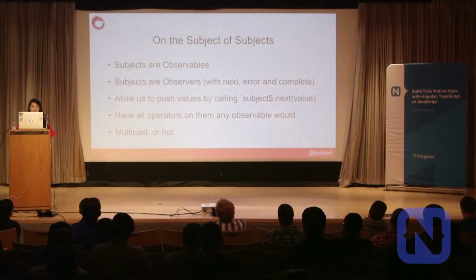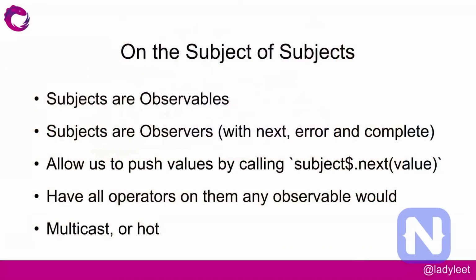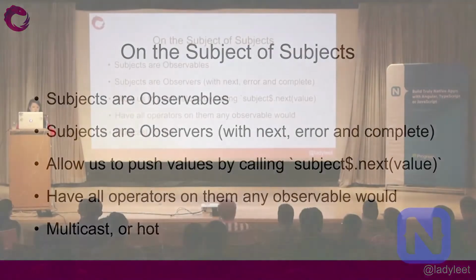So let's go back to what subjects are. Subjects are special because they are observables and observers. And observers have the methods next, error, and complete on them. Because of that, we are able to use that subject and just automatically push values through it by calling subject.next and then the value. And because they're also an observable, they have all the operators on them that any other observable would.